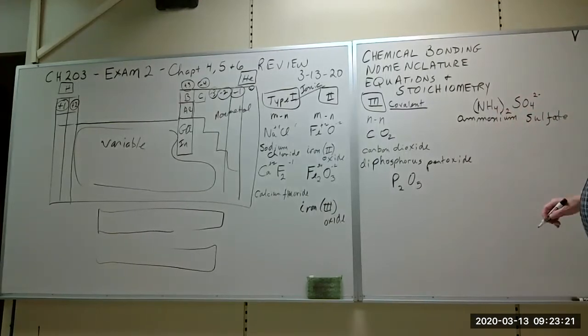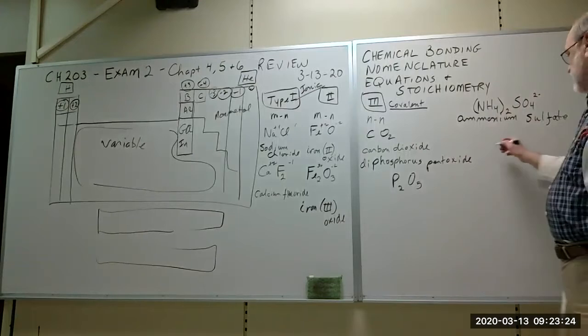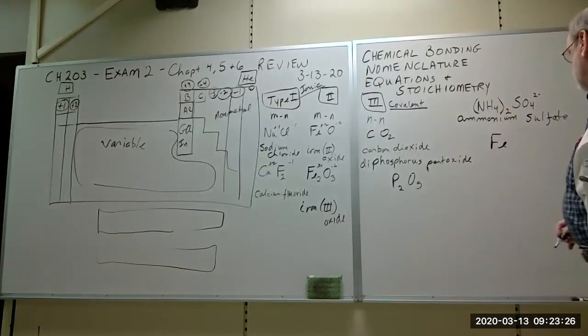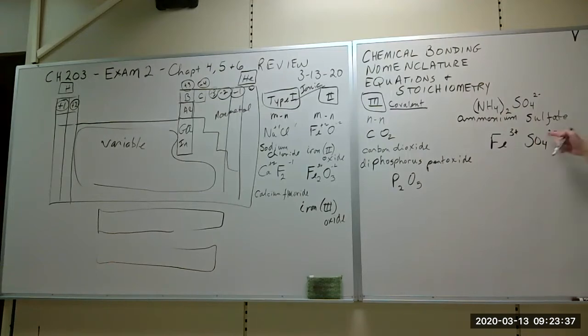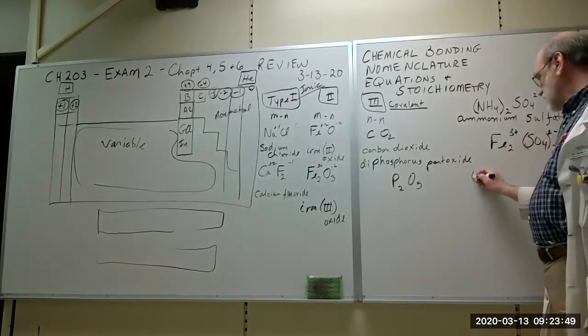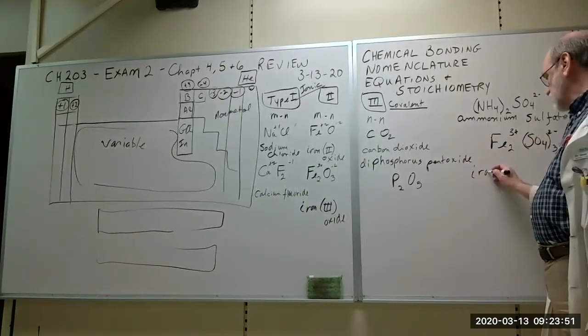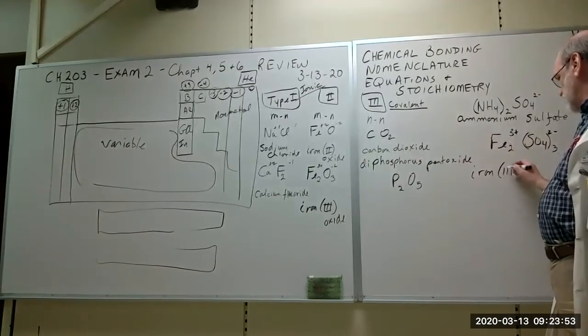Okay. If we have something like this 3 plus, and then sulfate, how do you do that one? Mm-hmm. 2 over here, and 3 over there, like that. Now the name of this one would be our type 2 convention, iron 3.